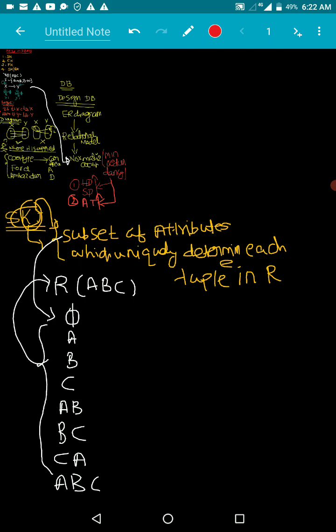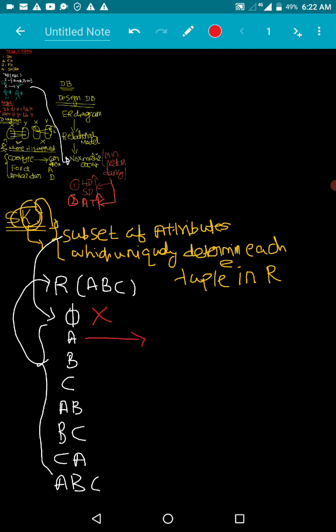So, note that the empty set can never be a super key, because a super key contains at least one attribute. The empty set does not have any attributes. Therefore, the empty set is never a super key. Now we are checking whether A is a super key.